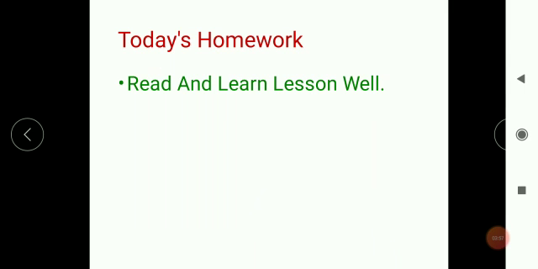Let's see the homework part of our today's lesson. Well, now as we are continuing with the lesson reading, what is your everyday homework till we finish off our lesson reading? It is you have to read and learn the lesson well. Whichever pages we are reading, those pages you have to read and learn.